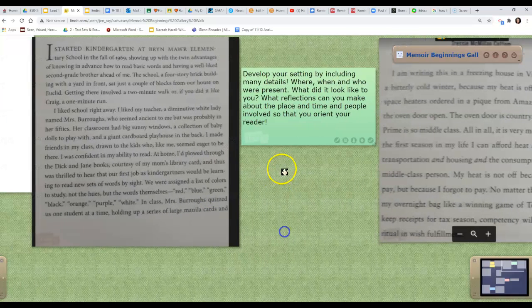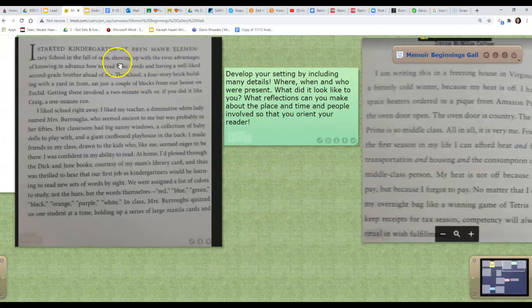Here are 2 examples of a memoir. The first one's from Becoming, from Michelle Obama. It starts with, "I started kindergarten at Bryn Mawr Elementary School in the fall of 1969." There's that specific time period. "Showing up with the twin advantages of knowing in advance how to read basic words and having a well-liked second grade brother ahead of me. The school, a 4-story brick building with a yard in front, sat just a couple of blocks from our house on Euclid. Getting there involved a 2-minute walk, or if you did it like Craig, a 1-minute run."